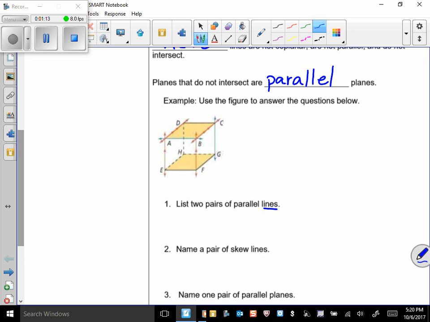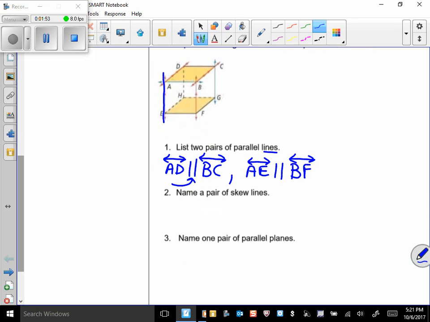Well, there are a lot of sets of parallel lines here. I'm just going to pick 2 sets. First, I'm going to pick line AD, and I'm going to say that's parallel. This is the symbol for parallel. So AD would be parallel to line BC, because remember, for lines to be parallel, they have to be coplanar. And then I'm just going to grab 2 others. How about AE? Line AE would have to be parallel to line BF. Okay, so there are others, but it just says pick 2 pairs, so that's what I did.